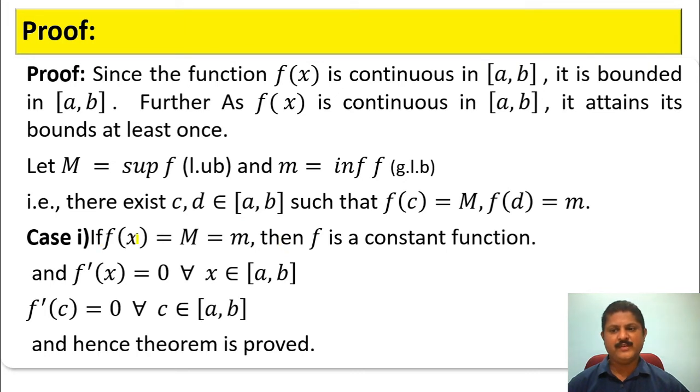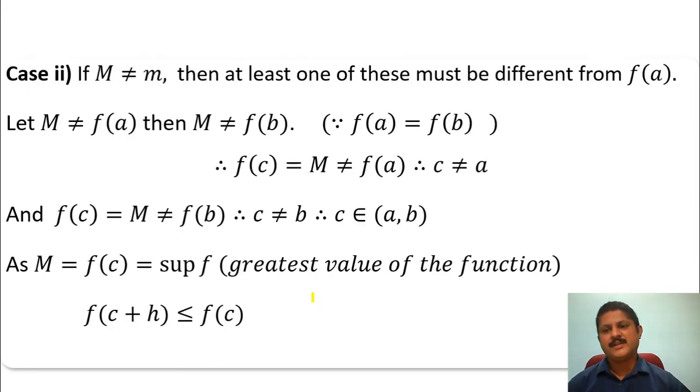Case 1: if f of x equals supremum equals infimum, that is f of x equals capital M and small m, then f is a constant function, and since it is a constant function, f dash of x equals 0 for all x belonging to the closed interval [a, b]. In particular, for the value c, f dash of c equals 0. That means f dash of c equals 0 for all c belonging to [a, b], and hence the theorem is proved.